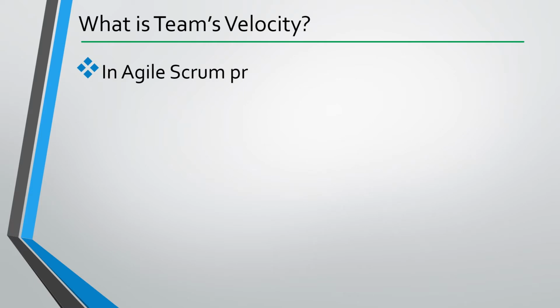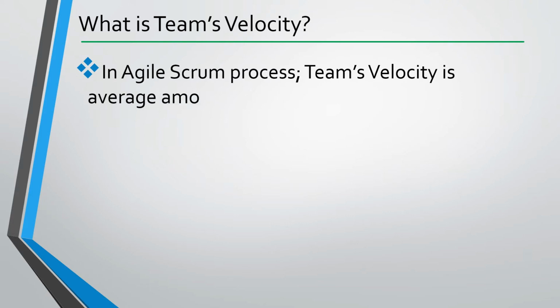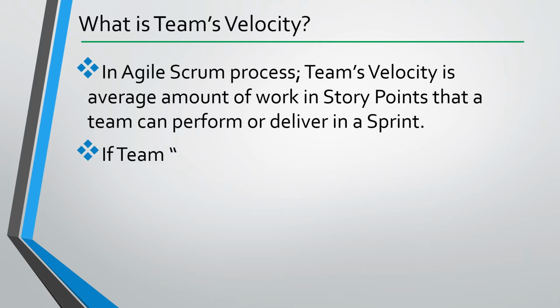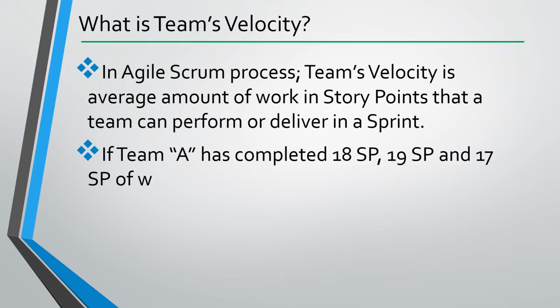So what is Scrum Team's velocity? In Agile Scrum process, we define team's velocity as the average amount of work in story points that a team can perform or deliver in a particular iteration or a sprint. So if we say there is a team whose velocity is 10 story points of work, that means this particular team can deliver 10 story points of work in a given iteration.